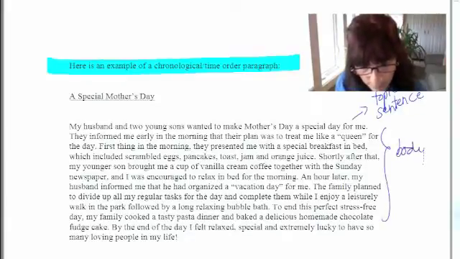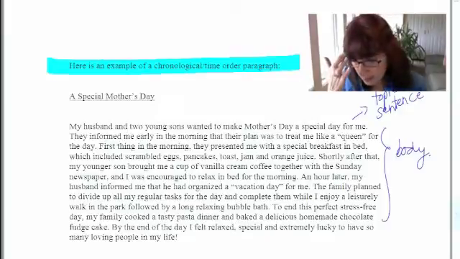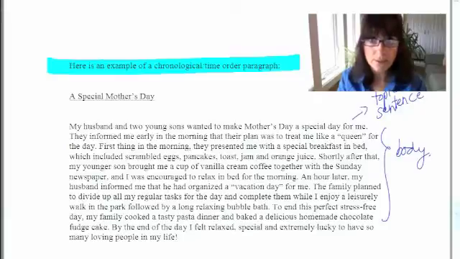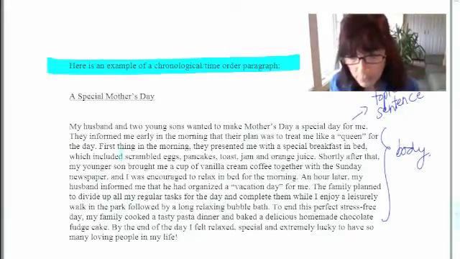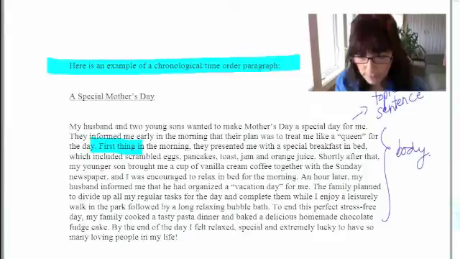Now this is all called the body of your paragraph, where you're including all your supporting details. So there are a lot of details. Notice it's a time order paragraph because it's talking about what they did first and then next and so forth. So let's take a look at all the transition words that have been used. First thing, so that's the first thing they did. They brought you a special breakfast in bed, and it explains what the breakfast included. Shortly after that, so we're going in order, and there's your transition. Shortly after that, my younger son brought me the cup of vanilla cream coffee with the paper.